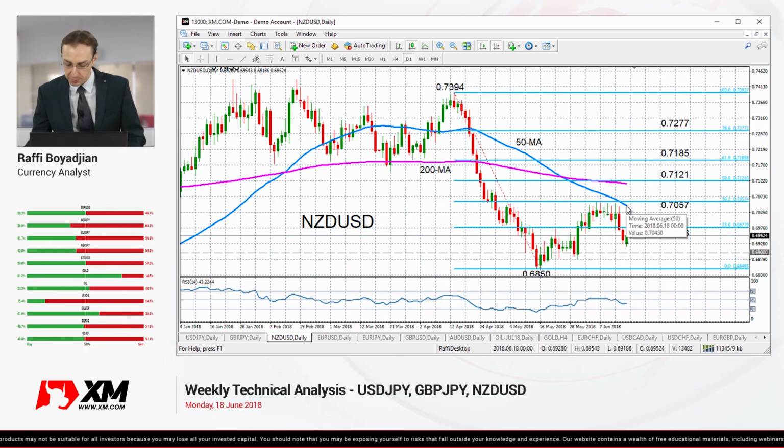It's also near the 50-day moving average, currently at 0.7045. If prices were to successfully break above that level, we could then see a move towards the 50% Fibonacci at 0.7121, and that would also help shift the medium-term outlook to a more neutral one.